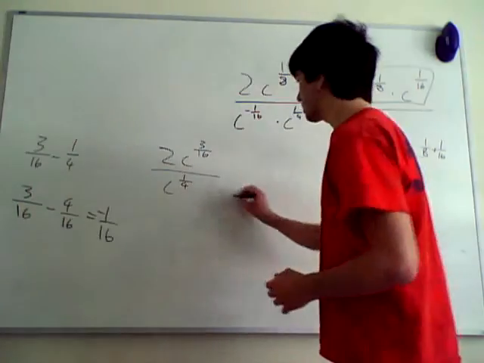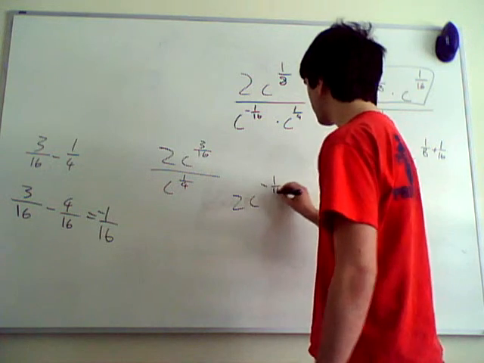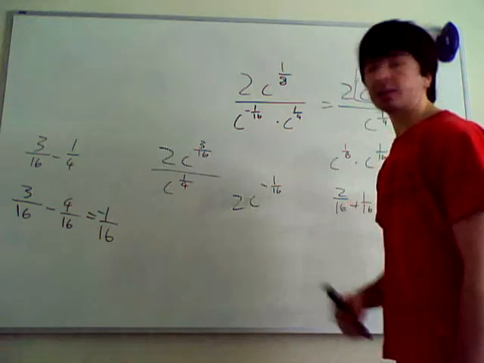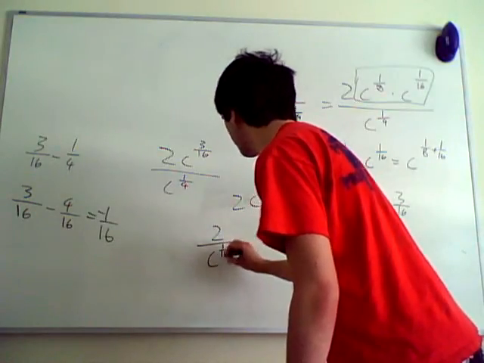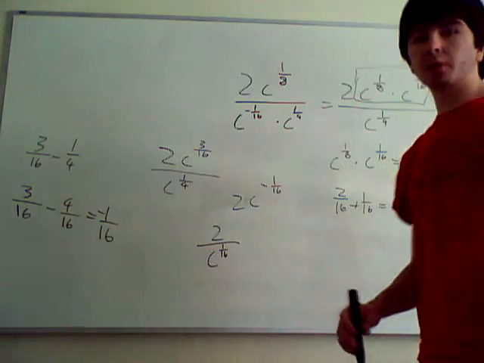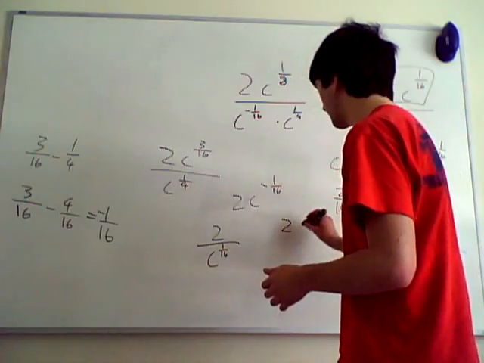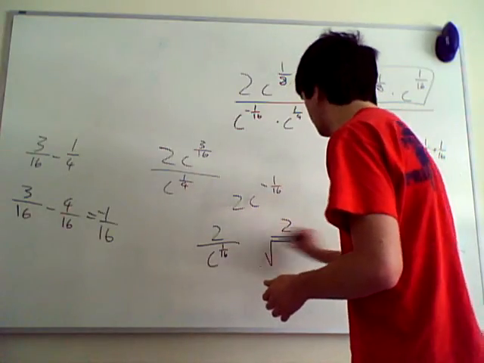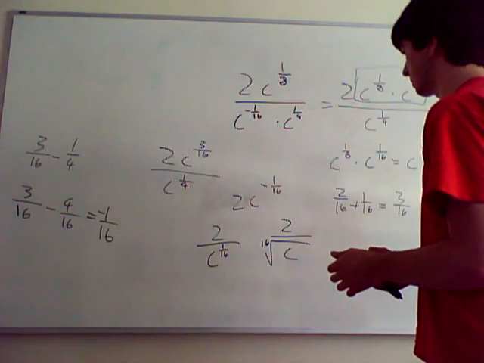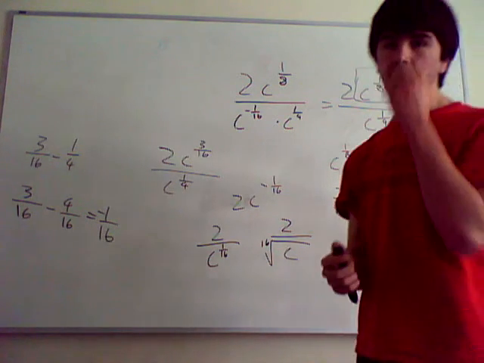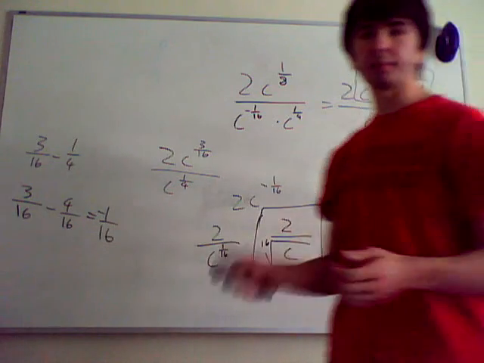So your answer is 2 times c to the negative 1 over 16. But wait, because this is negative, you again move it to the bottom. You get 2 over c to the 1/16. And now, because you have to put it in radical form, you think about this, and it is 2 over the 16th root of c. And I hope I did this right. Should be. If it's not, I'm sorry. Okay, so that's your answer. Okay, good luck.